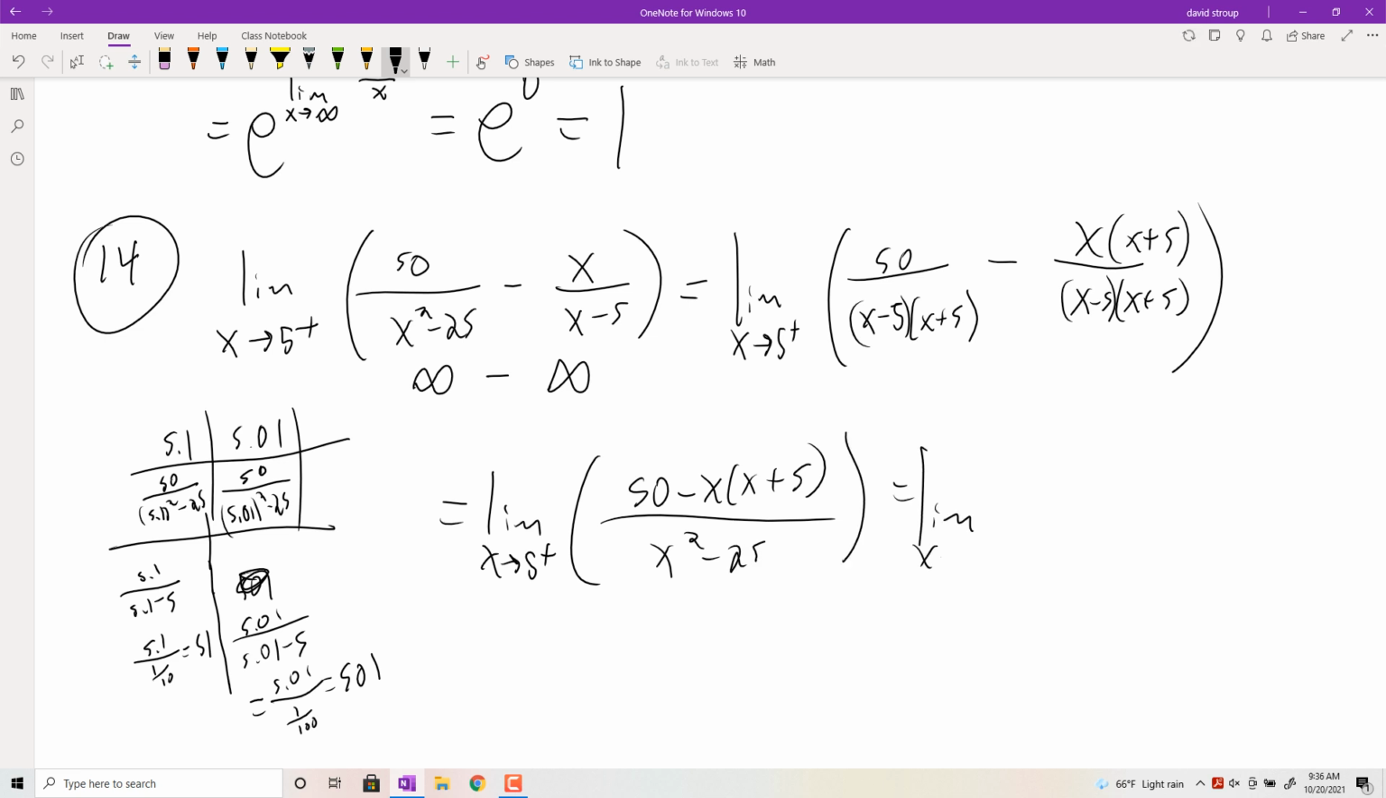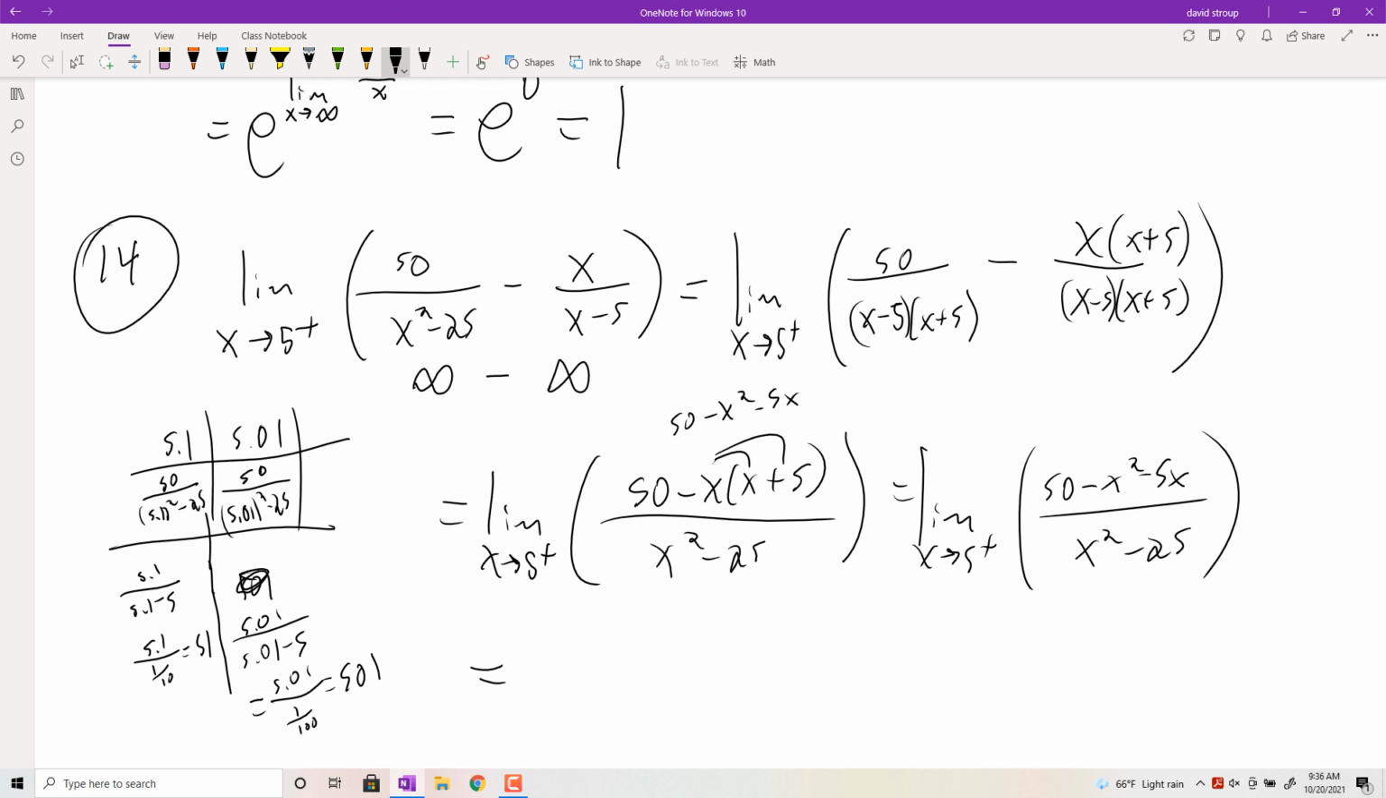Simplify that numerator. This will be 50 minus x squared minus 5x. Okay, so that would just be 50 minus x squared minus 5x over x squared minus 25. If you plug in 5, you're going to get 50 minus 25 minus 25, which is 0. In the denominator, you also get 0. And that's one of our L'Hopital forms.